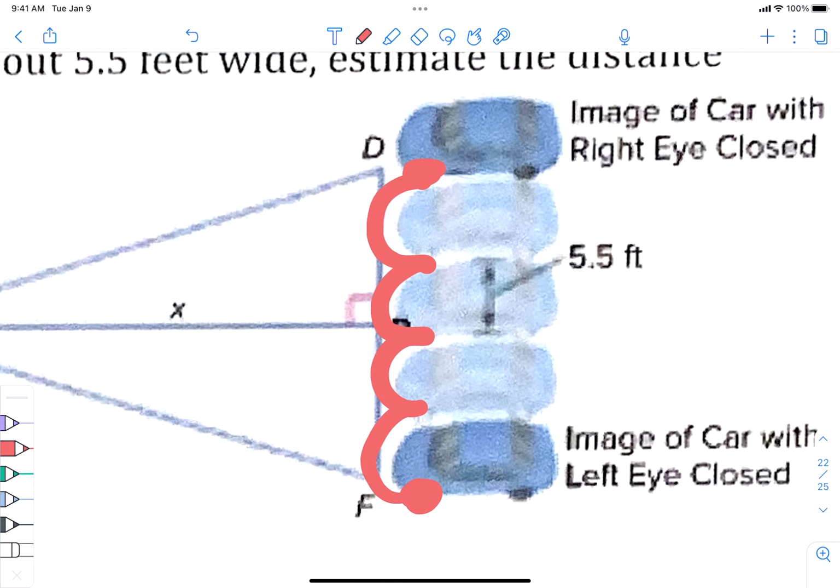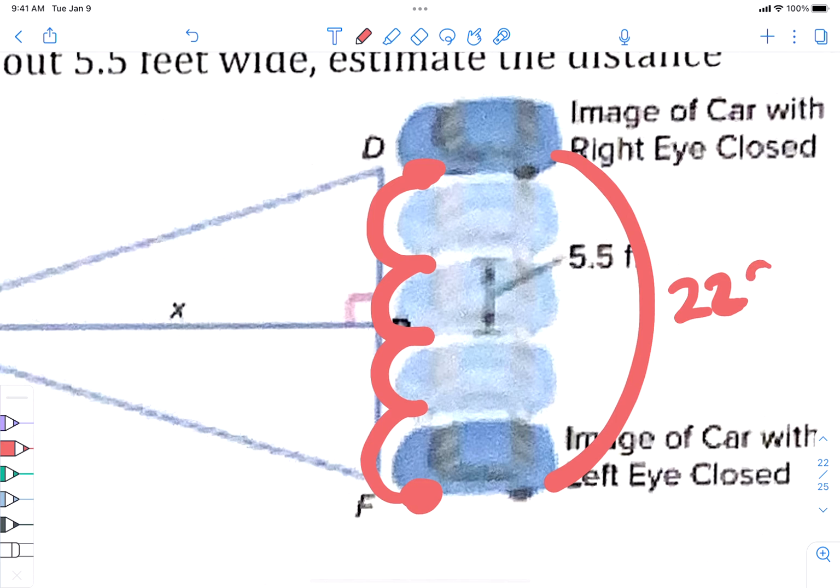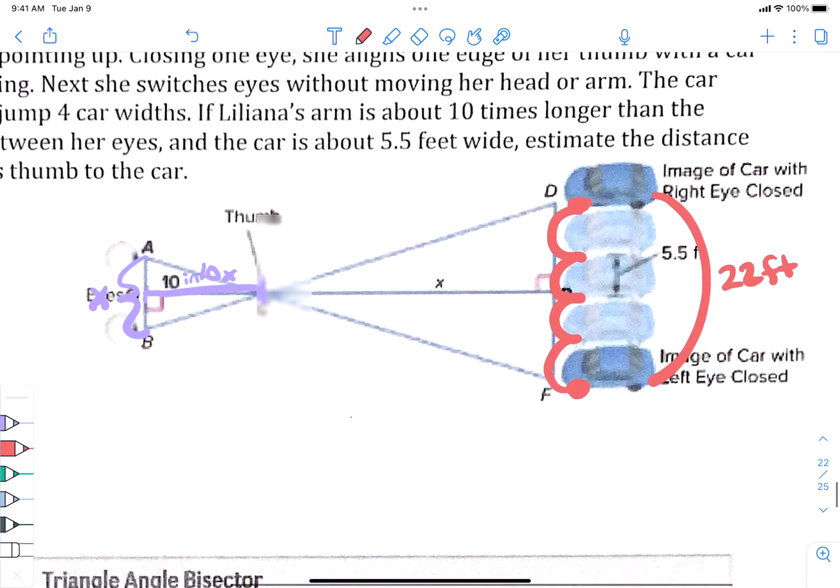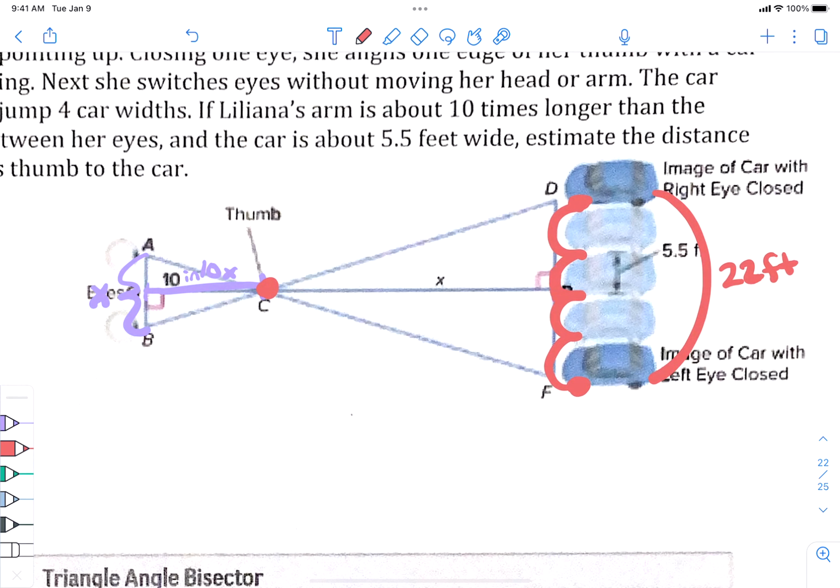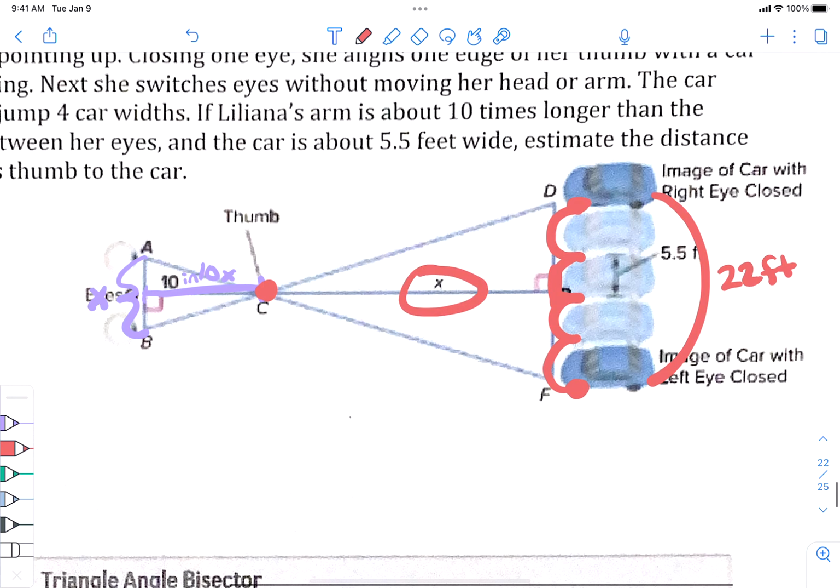Each car length is 5.5 feet wide. So 5.5 feet wide means I'm jumping a total of 22 feet. If you go 4 lengths of a car, 4 times 5.5 is 22 feet. They want to know the distance between her thumb and the cars. That's the X that we're solving for.